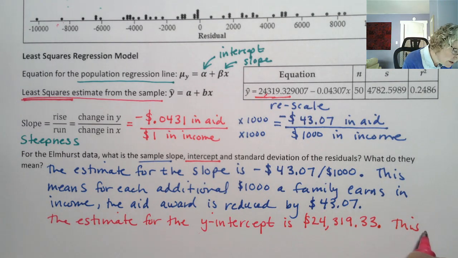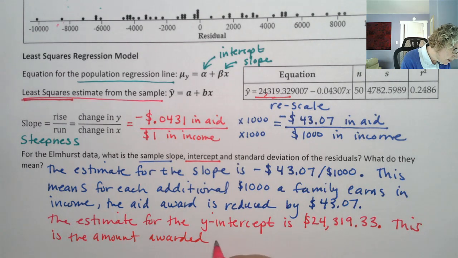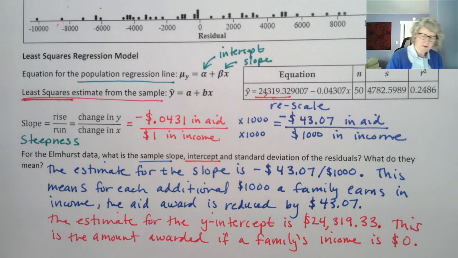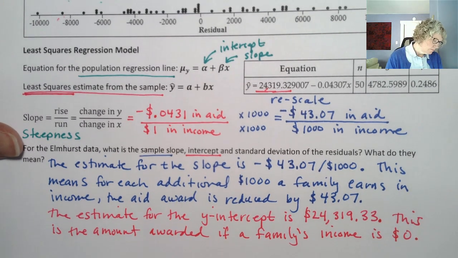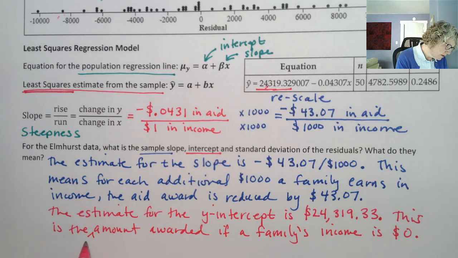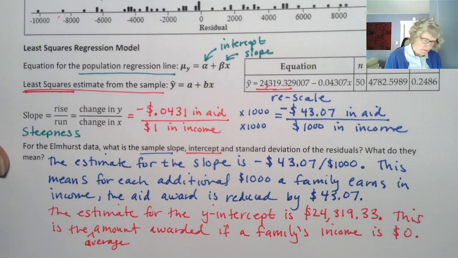To explain what this means, this is the amount awarded if a family's income is $0. Okay. Also, I might want to just put in the average.